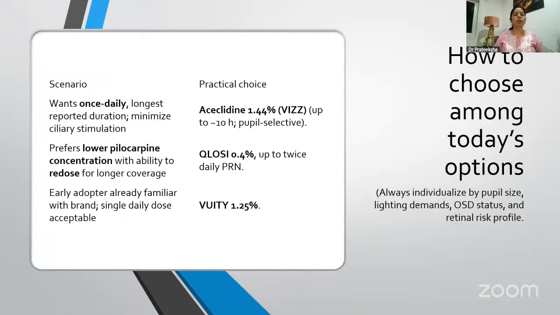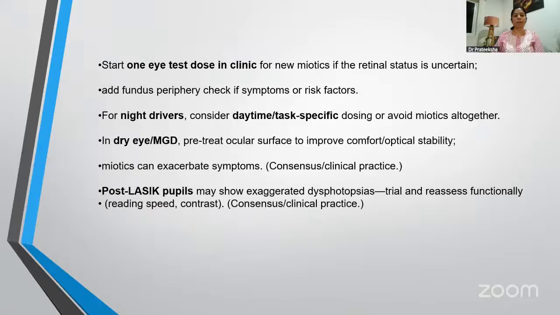So what is the scenario? If a patient wants once daily, longest reported duration and minimizing the ciliary stimulation, then we have aceclidine 1.44%. Prefer lower pilocarpine concentration with the ability to redose for longer coverage, 0.4% up to twice daily. Then early adopter, already familiar with the brand, single daily dose acceptable is 1.25% pilocarpine. Always individualized by pupil size, lighting demand, ocular surface status, and retinal risk profile.